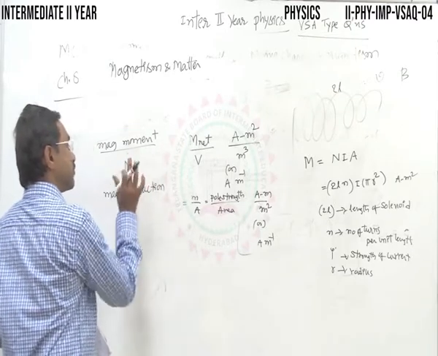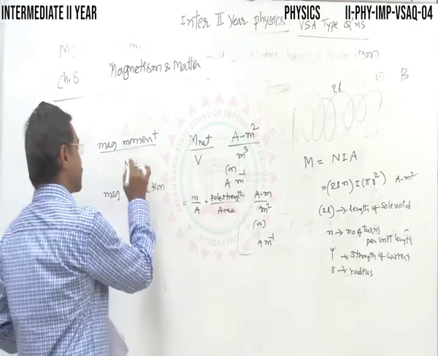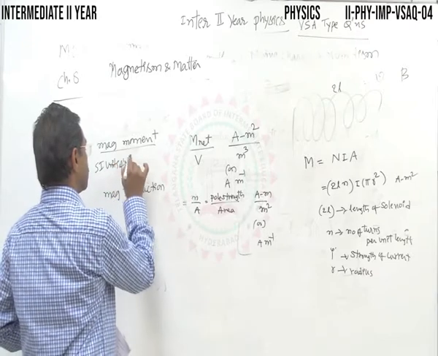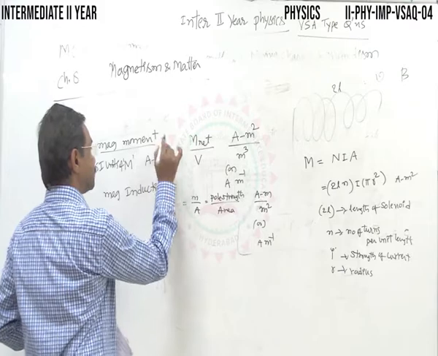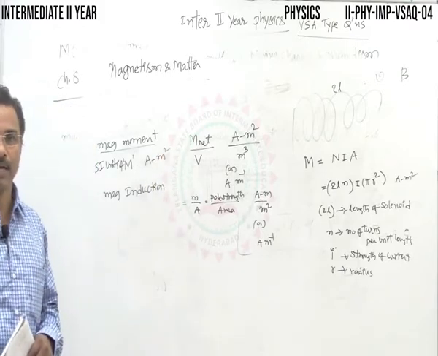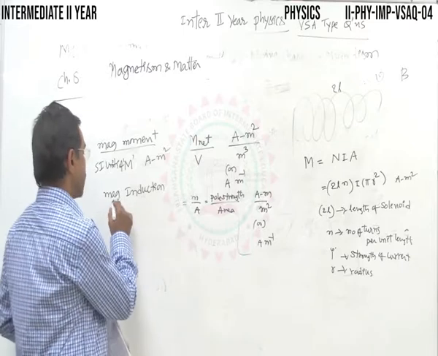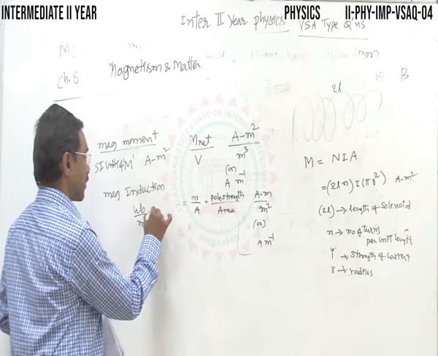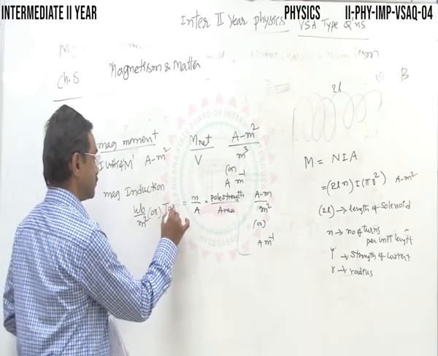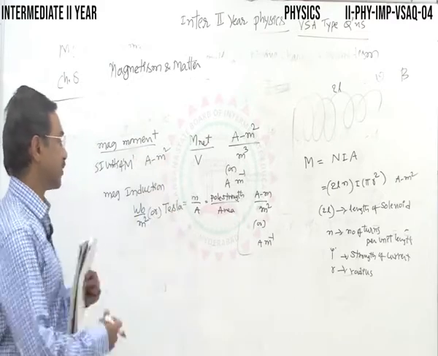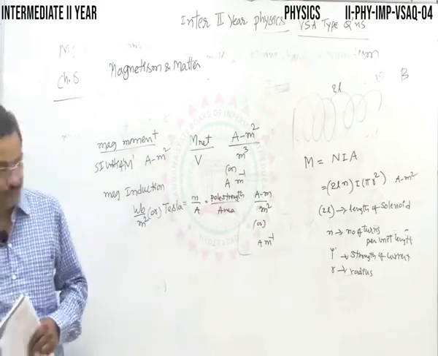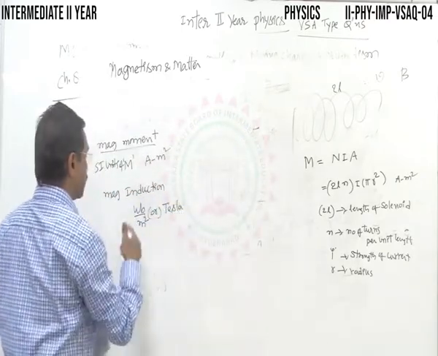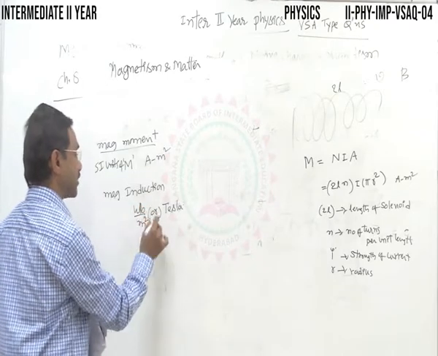From magnetic length and pole strength, the SI unit of M is ampere meter square. Ampere is a scientist's name, so use capital letter A. Meter square. Magnetic induction units are Weber per meter square, or it is also called Tesla. Tesla is a scientist's name. Make a note of it. Very, very important, you can easily score marks. Weber per meter square, WB here for Weber. It is also called Tesla.